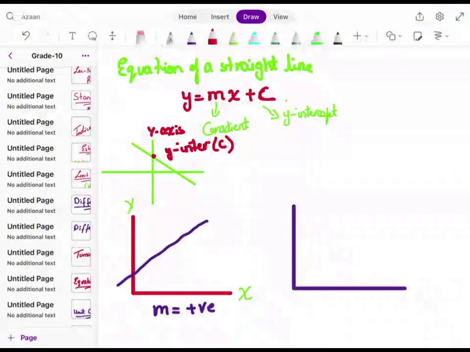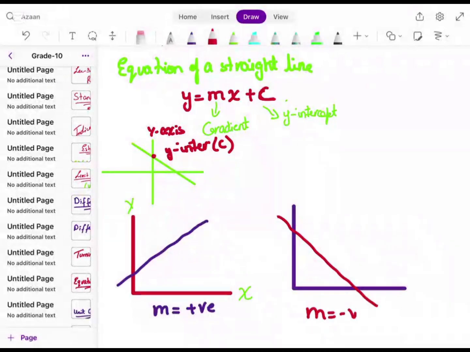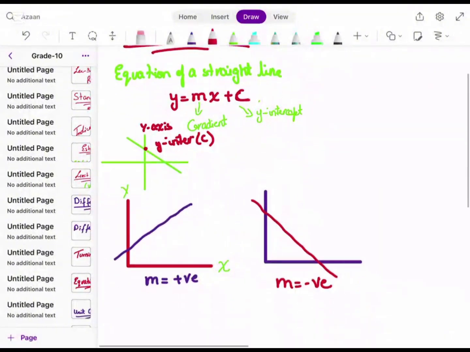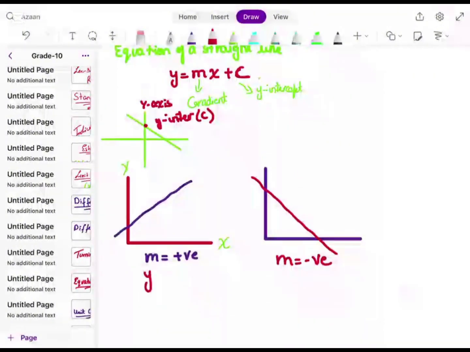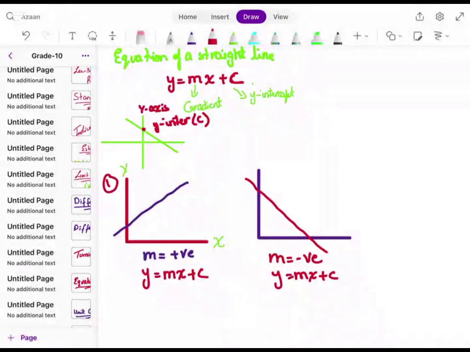If the line is going downward, then the slope will become negative. These are the first two conditions, and the equation remains y equals mx plus c in both, but the slope value will be negative in the second. This is the first condition, and this is the second condition.